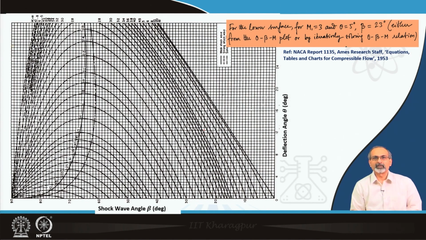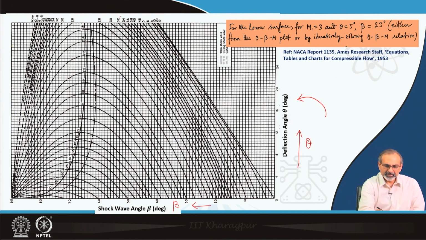Let us move to that plot and see whether we can figure it out. We have taken the theta-beta-M plot in a slightly unconventional way. We have turned it by 90 degrees in a counterclockwise direction, where the beta now orients in this direction and the theta orients in this direction. And if you read the plots here, you will find that different values of Mach numbers are recorded here.